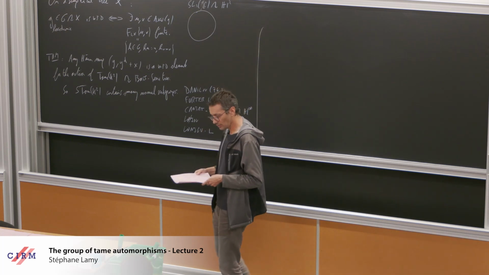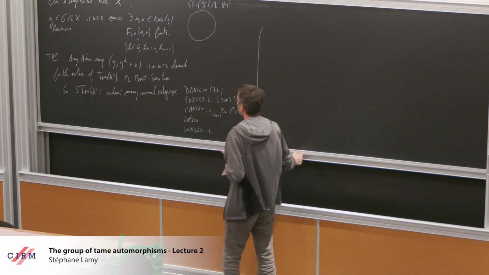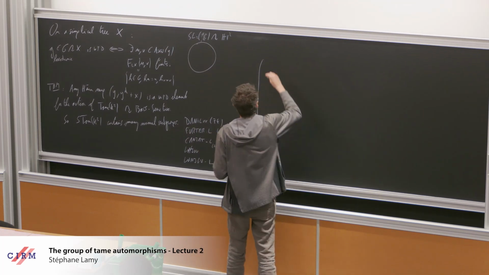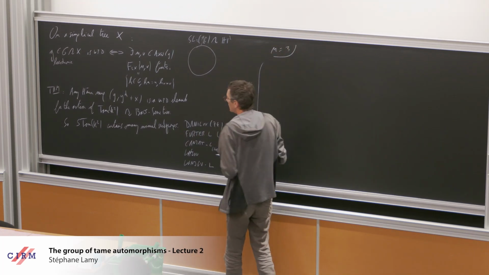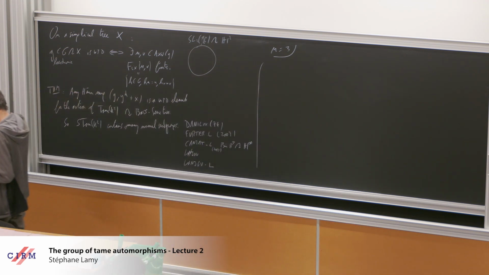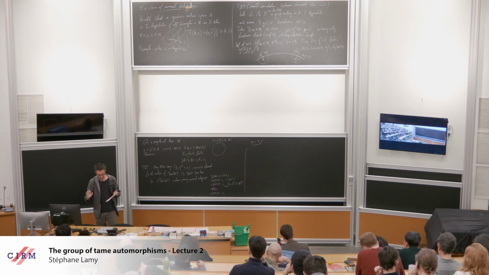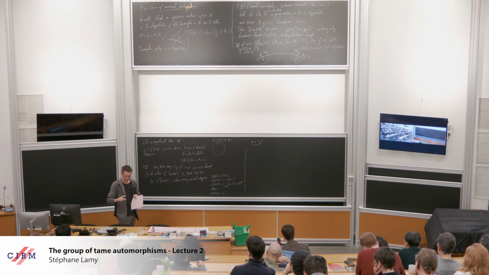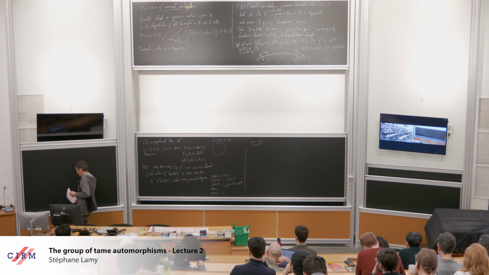Okay, so let's do dimension 3 now. n equals 3. Remember, I have my simplicial complex for any number of variables. So for 3 variables, I have a triangle complex. It's dimension 2. And let me make a picture here. I would like to keep the picture.